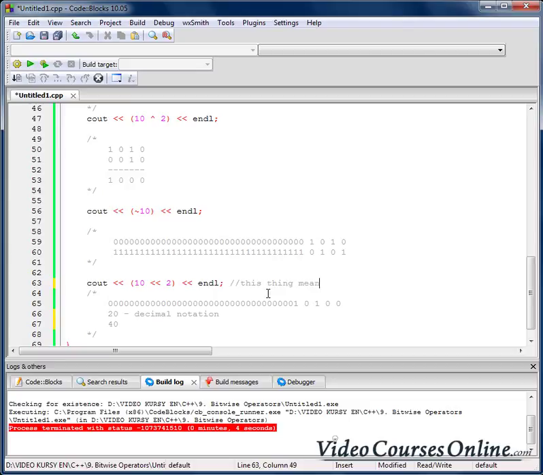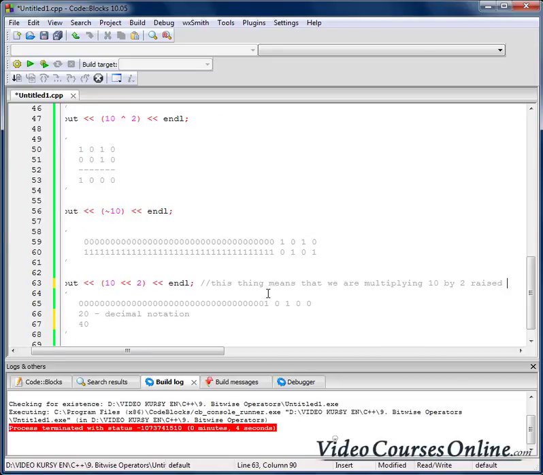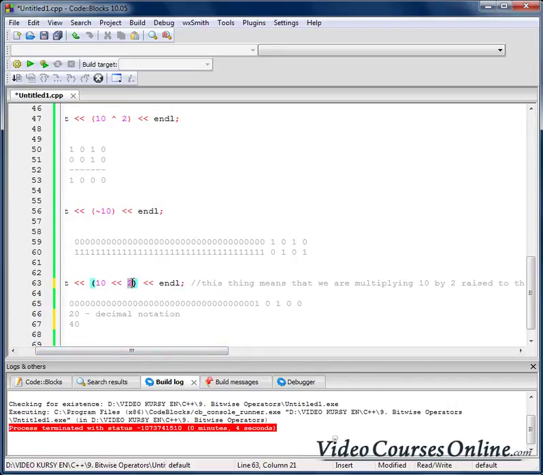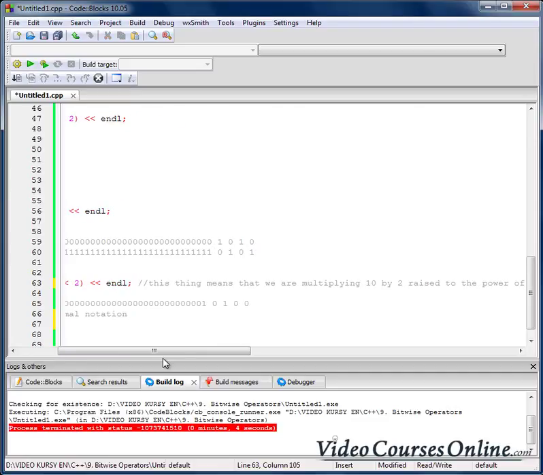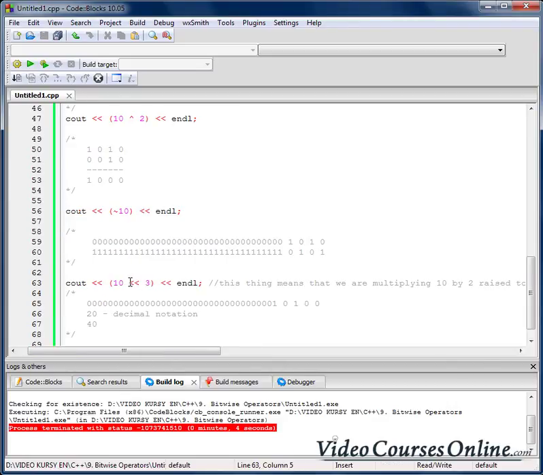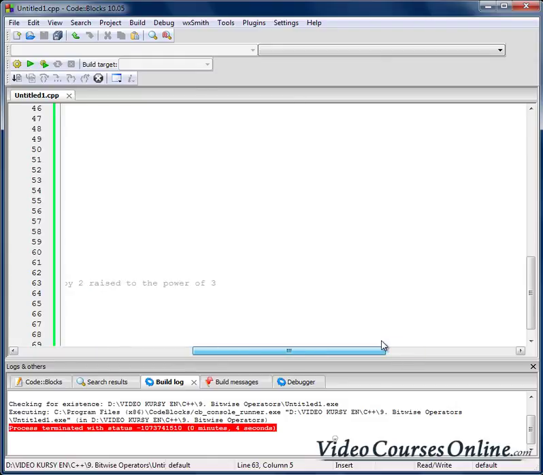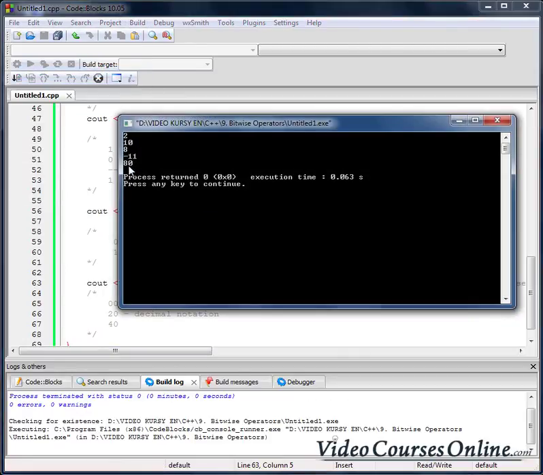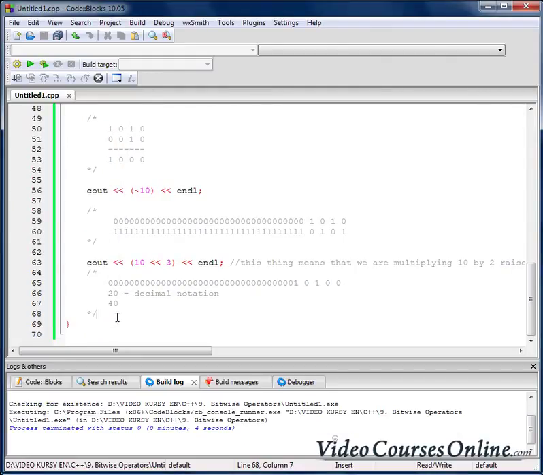So this thing means that we are multiplying 10 by 2 raised to the power of, let's write maybe 3. Okay, to the power of 3. And so 10 multiplied by 2 raised to the power of 3 is what? 10 multiplied by 8, so I should have 80 here. Let's see if I'm right, if I'm not lying, and as you can see, everything is working fine.